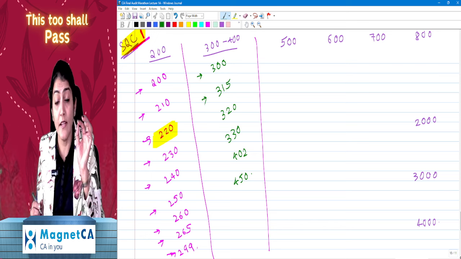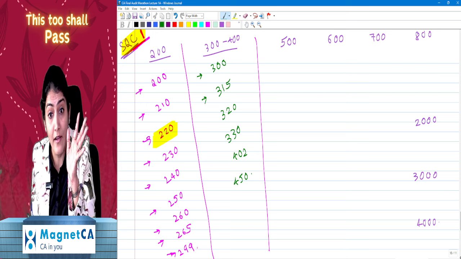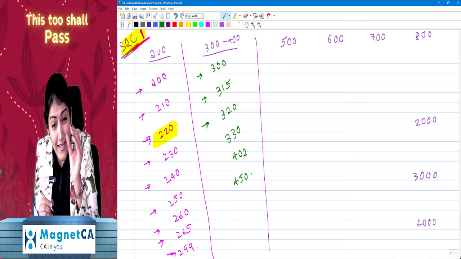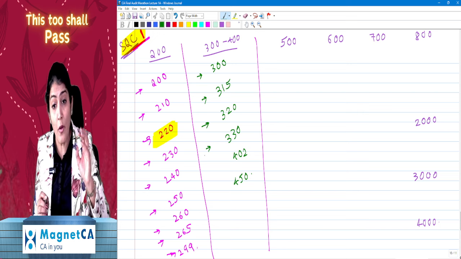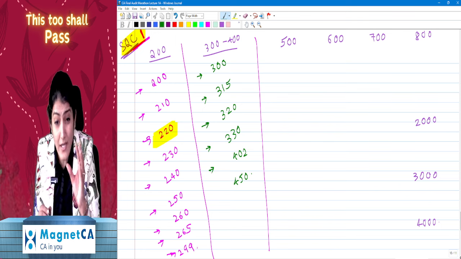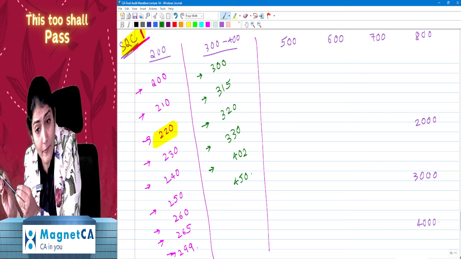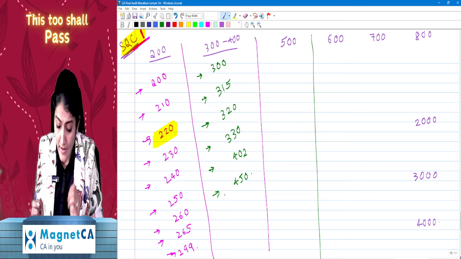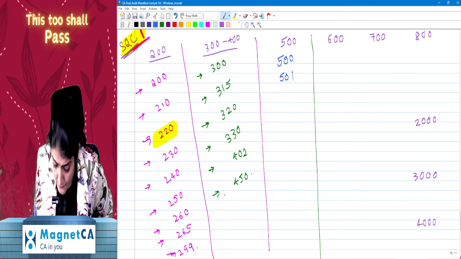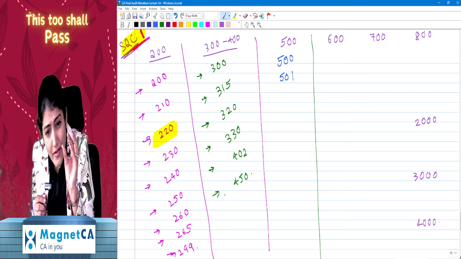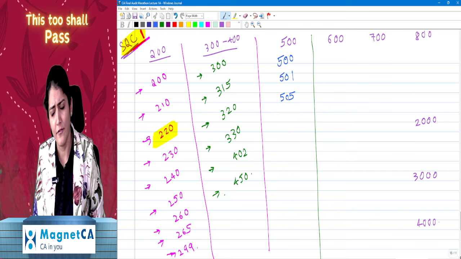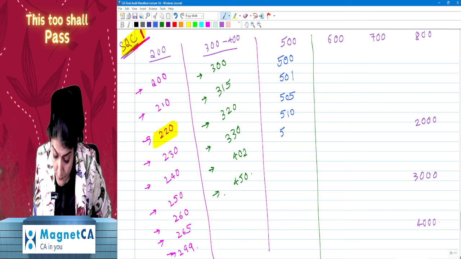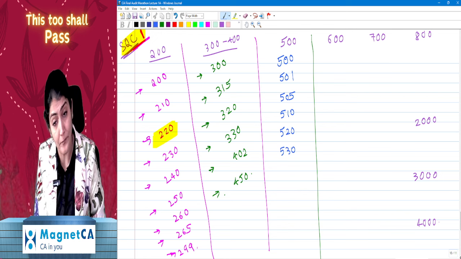Then you have the 300, 400 series, in which you have SA 300, planning an audit of financial statements. SA 315, identifying and assessing the risks of material misstatement through understanding the entity and its environment. 320, materiality in planning and performing an audit. 330, the auditor's responses to assessed risks. 402, audit considerations relating to an entity using a service organization. And 450, evaluation of misstatements identified during the audit. Then we have SA 500, audit evidence. 501, audit evidence, specific considerations for selected items. 505, external confirmations. 510, initial audit engagements, opening balances. 520, analytical procedures. 530, audit sampling.